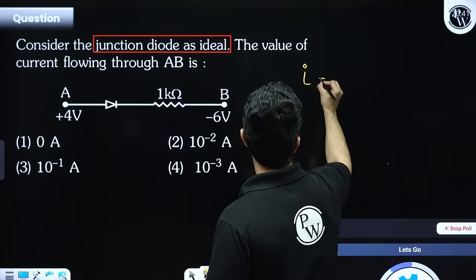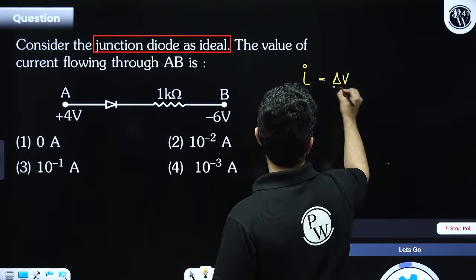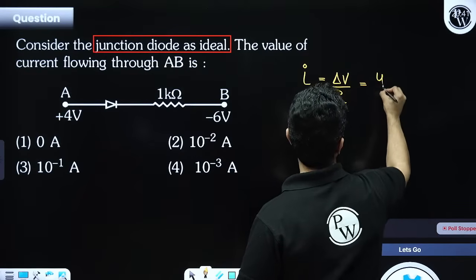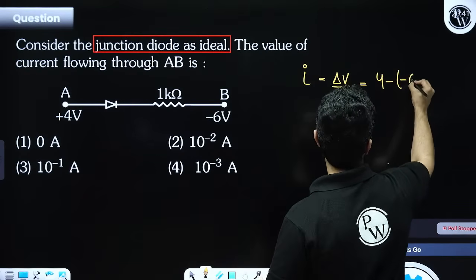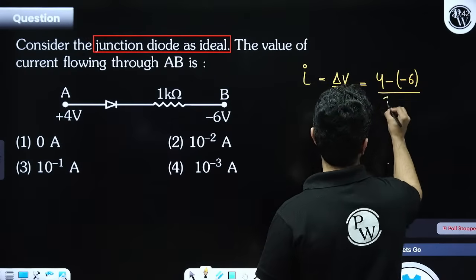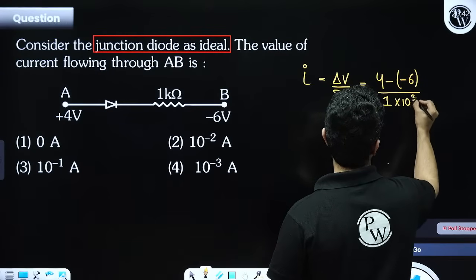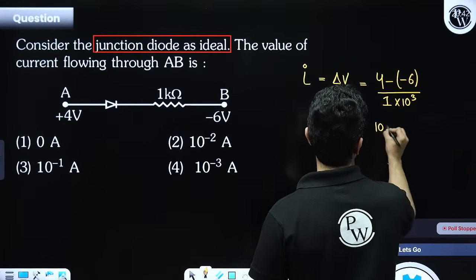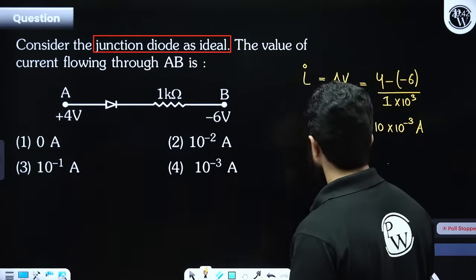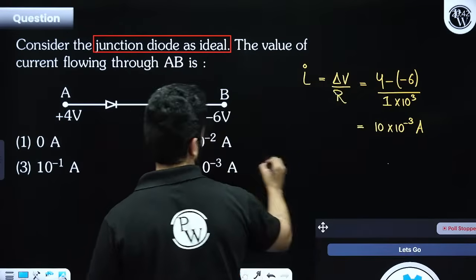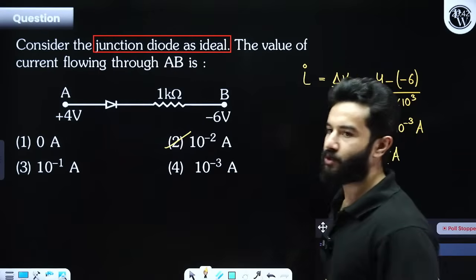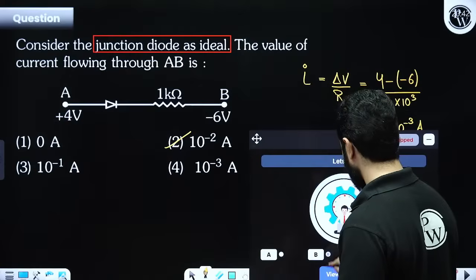Current will be simply delta V, that means potential difference divided by R. V is 4 volt minus of minus 6 volt, divided by R, which is 1 kilo ohm, 10 to the power 3. So you will get 10 times 10 to the power minus 3 ampere. That means 10 milliampere, so 10 to the power minus 2 ampere. B is correct. B is absolutely correct. Very easy, very peasy, right?